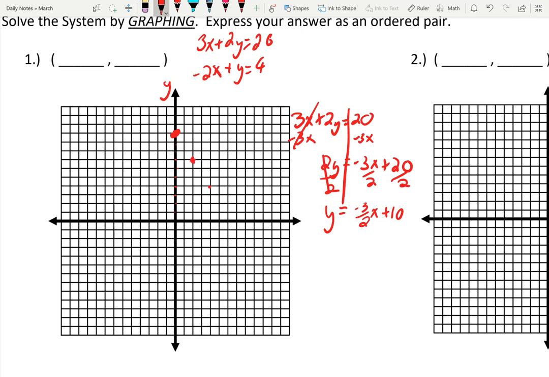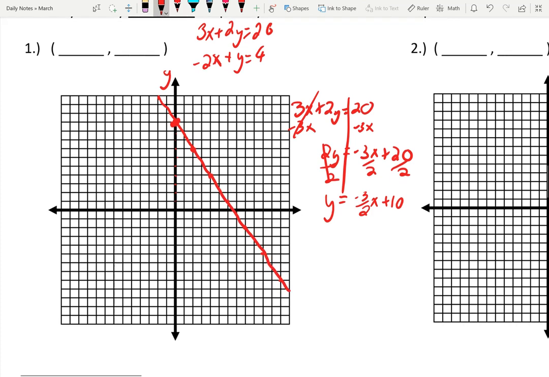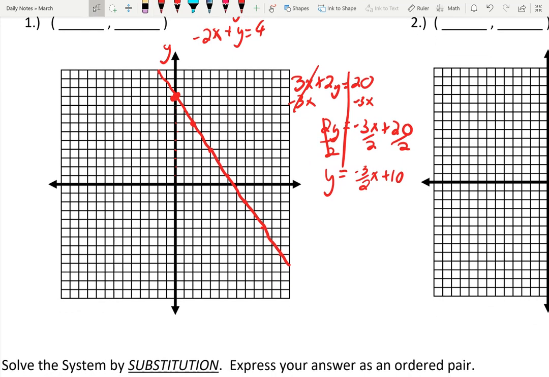And so we'll continue filling this in. Down 3 and right 2 every time. And we have our line. So we'll trace through that best we can. There we go. And so now we have to do the same thing for the second equation, which is negative 2x plus y equals 4.